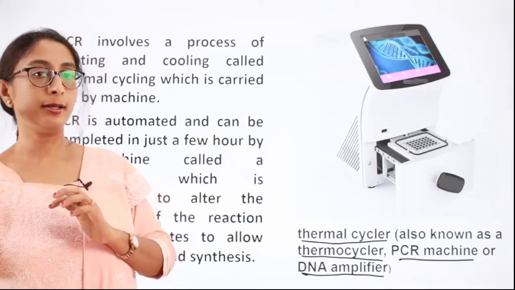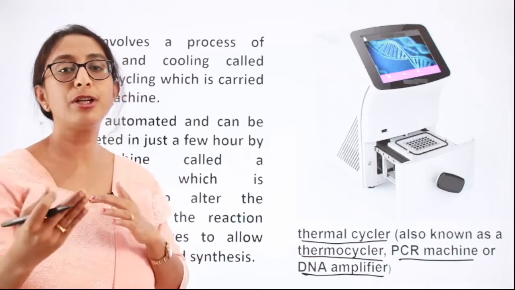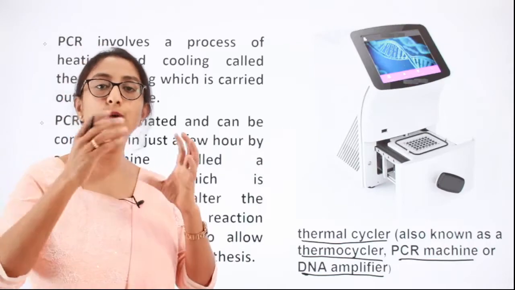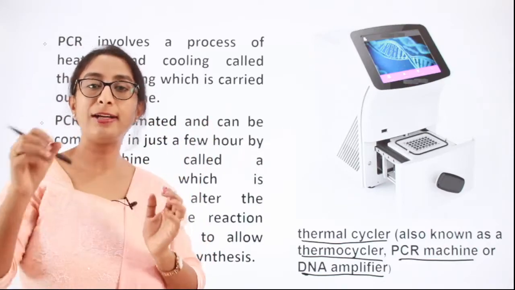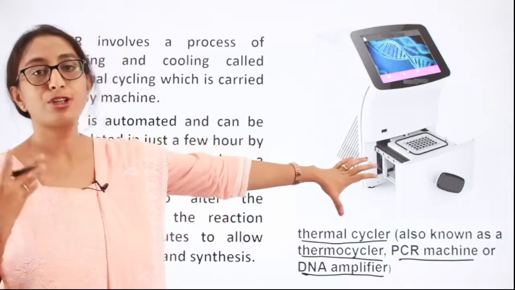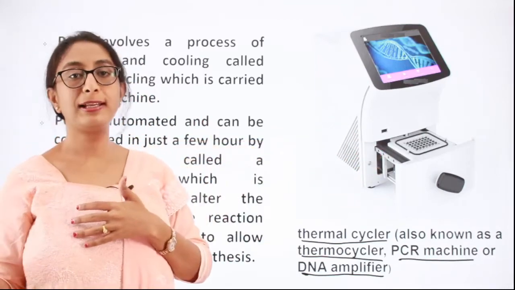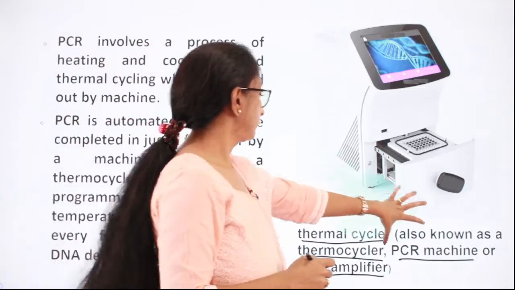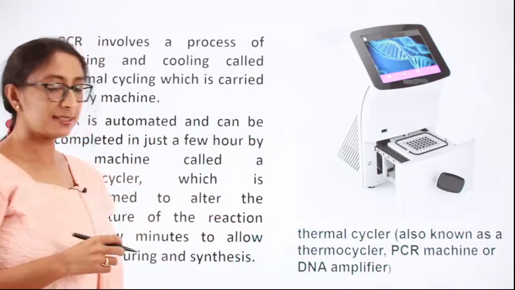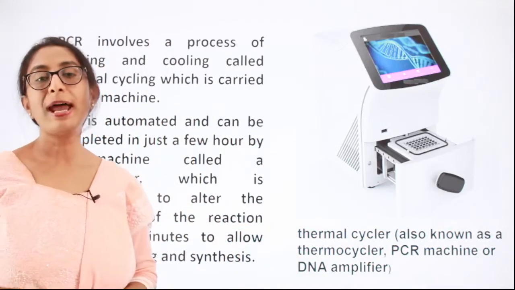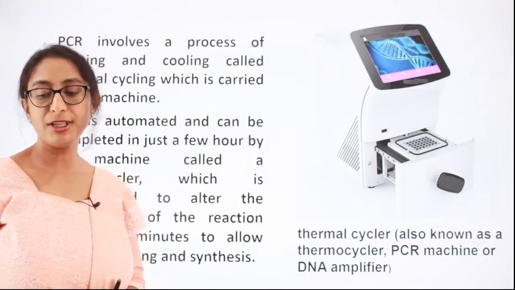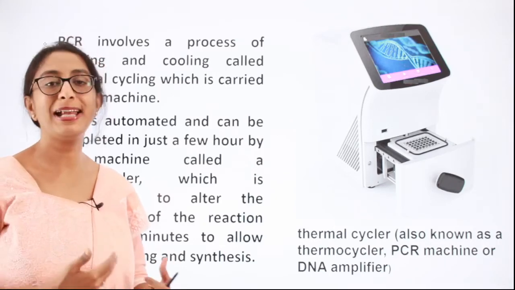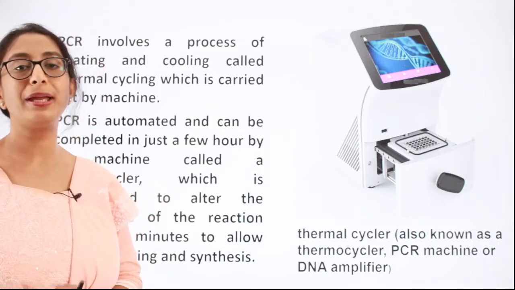There is no need for you to change the temperature or add anything later in a stage-wise process. Once you load all the ingredients needed for PCR into this thermocycler, the process begins and the cycles continue automatically. So it is a fully automated process, which is programmed to alter the temperature of the reaction every few minutes to allow DNA denaturing and synthesis. I'll tell you exactly what the mechanism behind PCR is now.